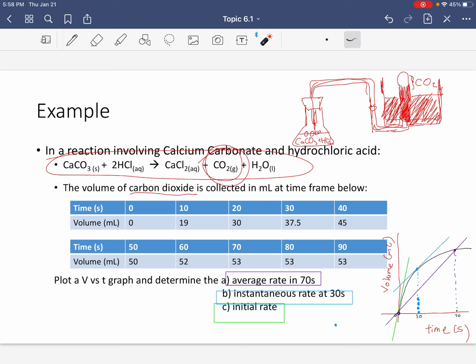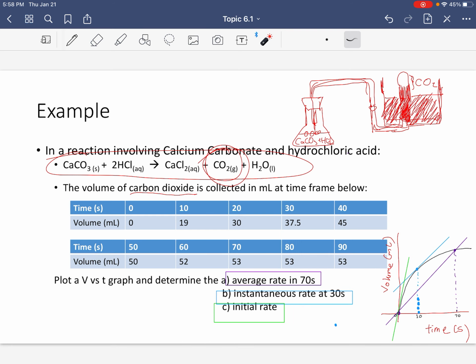And it is the initial rate that is the most important when it comes to finding the rates of reaction. Average rate, meh. Instantaneous rate, just as meh as this one. Initial rate is the most important, because how fast a reaction is initially is determined by something called the rate determining step.